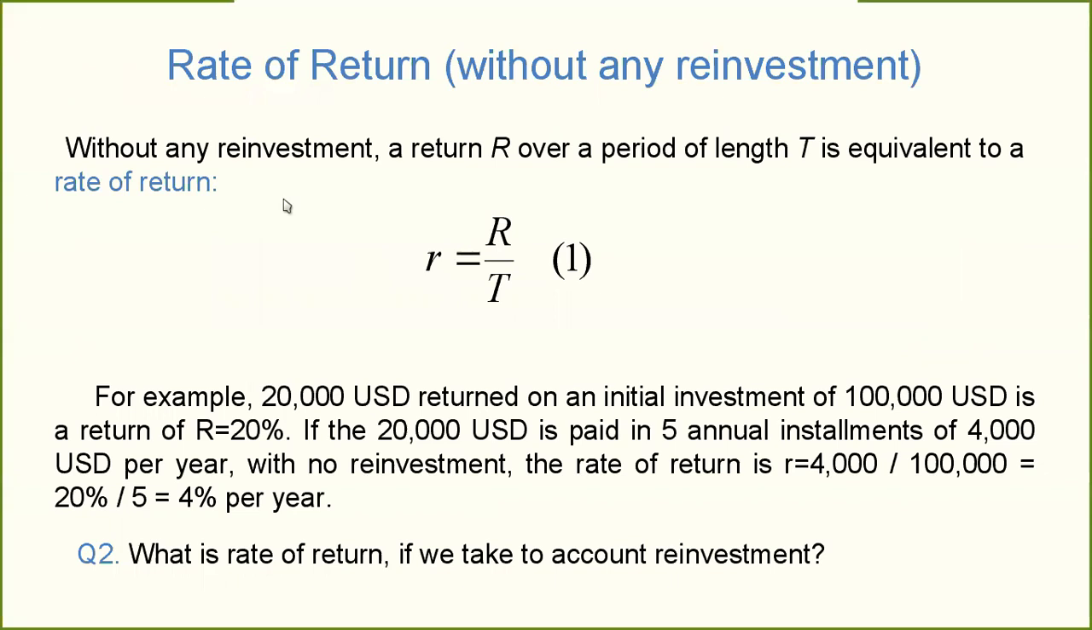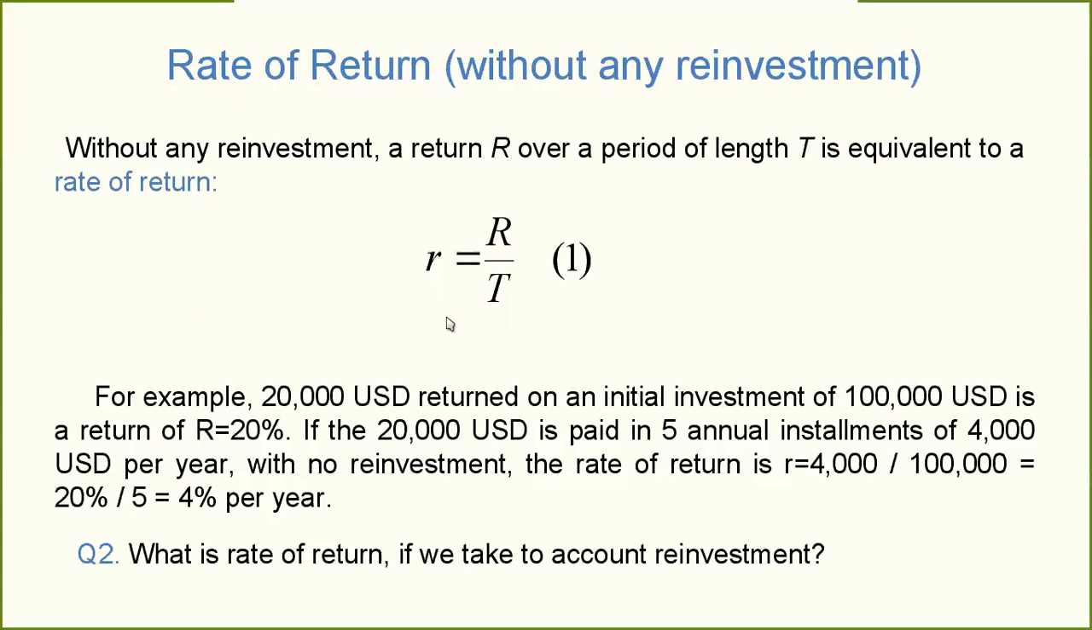So how can we find the rate of return? R capital, it's return, yes, but R little, it is the rate of return, or it's called rate of effective. There are two formulas, without any reinvestment and with reinvestment. Without, it's very simple. We only divide our return by T, and that's all. So it's formula number 1.